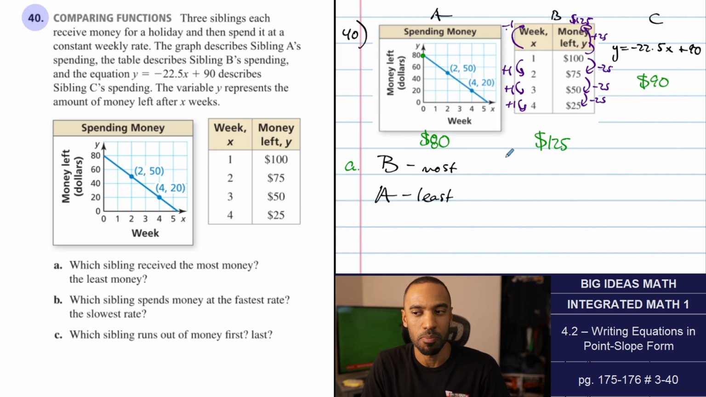Even if you didn't get B's amount of 125, whether you went slope-intercept form and such, or whether you did what I did on rate, you still should know that B got the most.